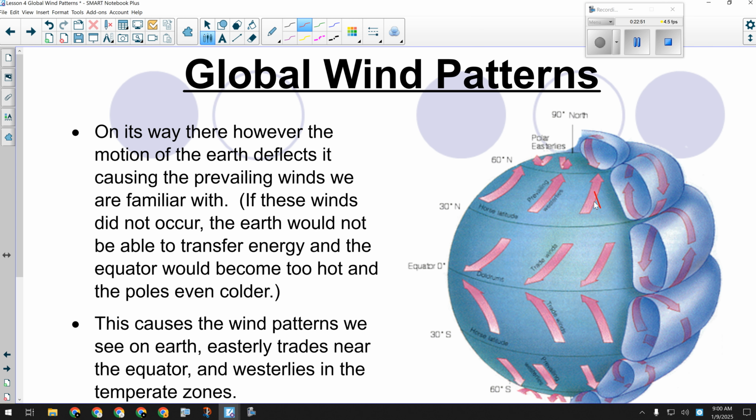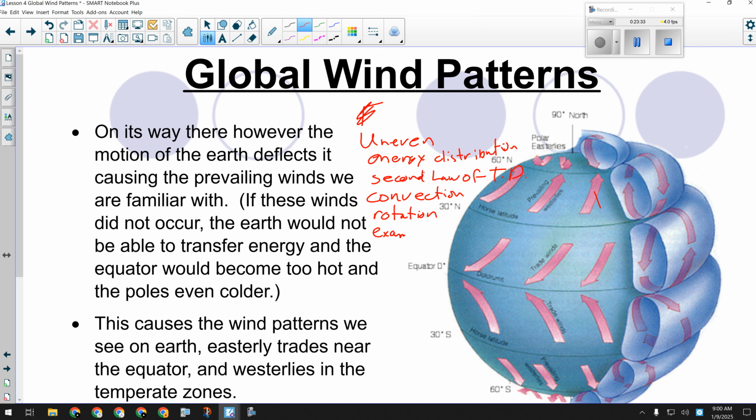You need to include things like uneven energy distribution, second law of thermodynamics, convection, rotation, and then maybe some examples like trade winds.